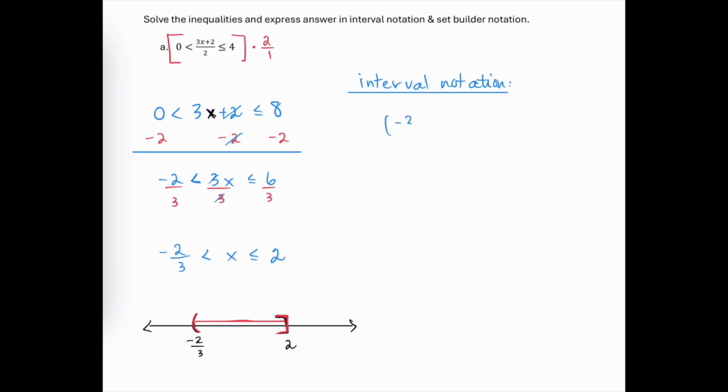So when we go up to express our answer in interval notation, notice that it's going to look very similar to what we see on that number line. We're starting at negative 2/3, we do not include it. We go to the largest value in the solution set, which is 2, and we do include that with a bracket. Again, notice the similarities between the interval notation and how that solution set looked when we graphed it.